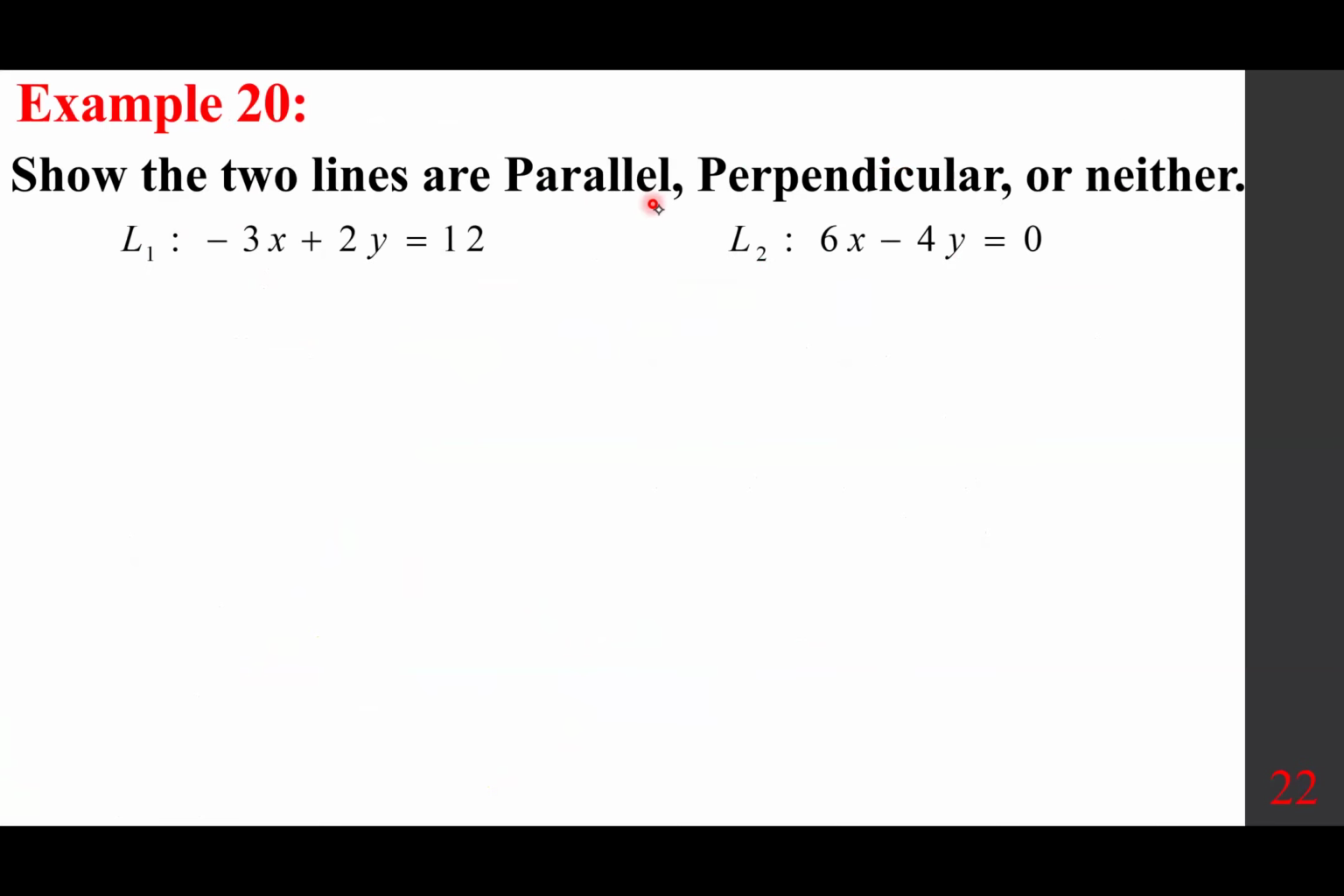Show the two lines are parallel, perpendicular, or neither. We want to find the relationship between the two. All we have to do is solve for y. To solve for y here, we're going to move the negative 3x, and we're going to divide everything by 2. And so what is the slope? 3 halves. What is the y-intercept? 6, namely 0, 6.